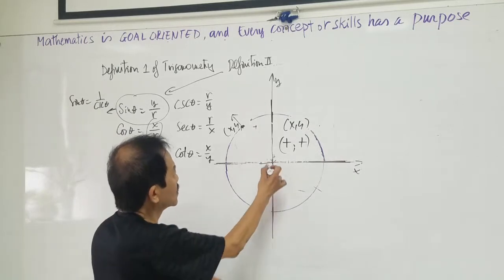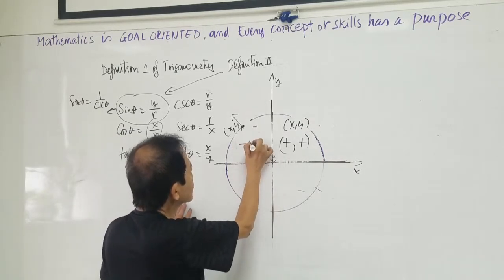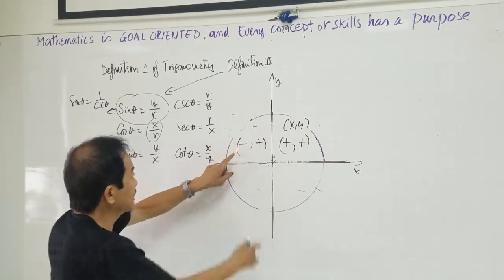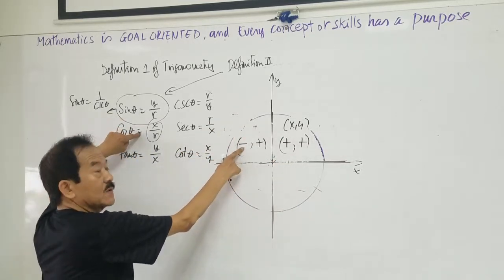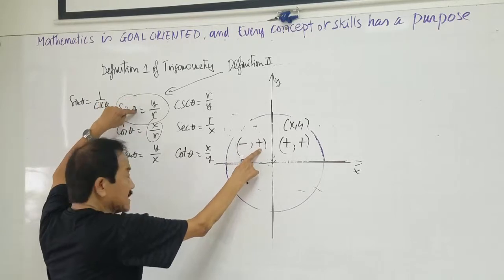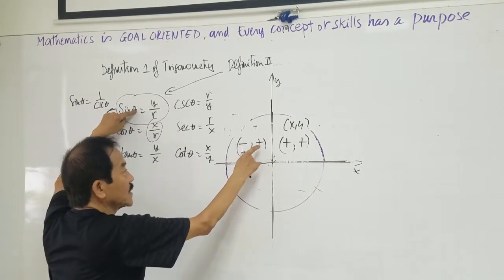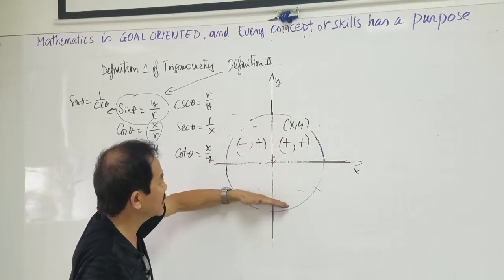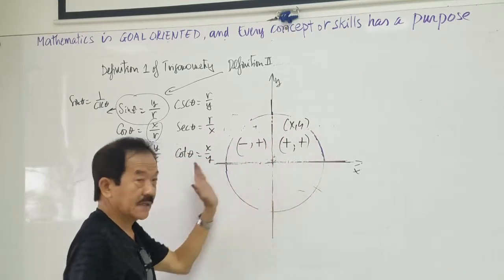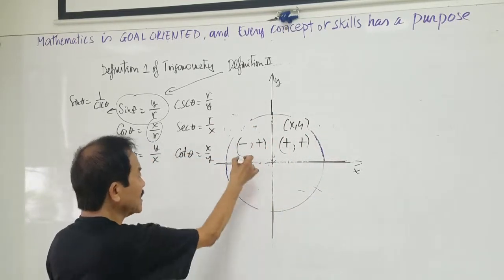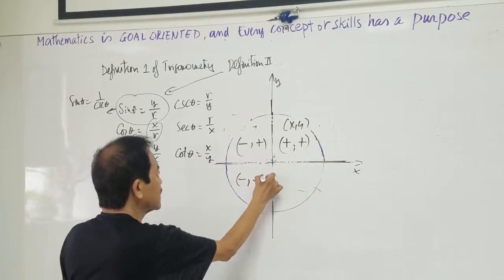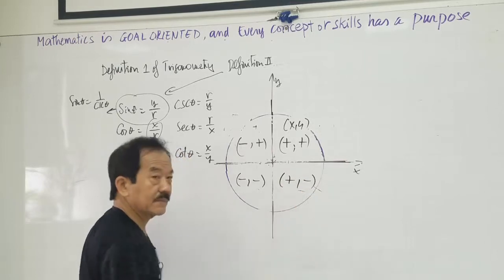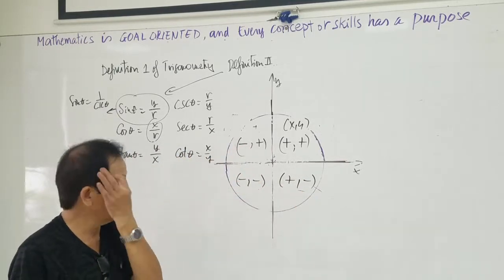How about quadrant 2? x becomes negative, y becomes positive, right? So therefore, cosine, which is x, has to be negative in quadrant 2. Sine is still positive in quadrant 2 because y is positive. In quadrant 3, both of them are negative, and in quadrant 4, x is positive but y negative. You see, this is the way you should remember.